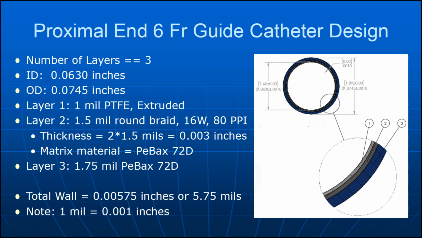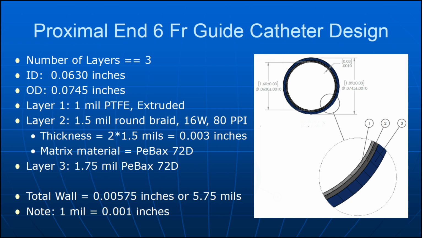We will now execute the modeling of a 6 French guide catheter design into the CathCAD design. The number of layers is exactly 3 as shown. The inner diameter is 0.0630 inches. The outer diameter is 0.0745 inches. The two-wall thickness is 0.00575 inches. The first layer is a PTFE layer with a wall thickness of 0.001 inches.